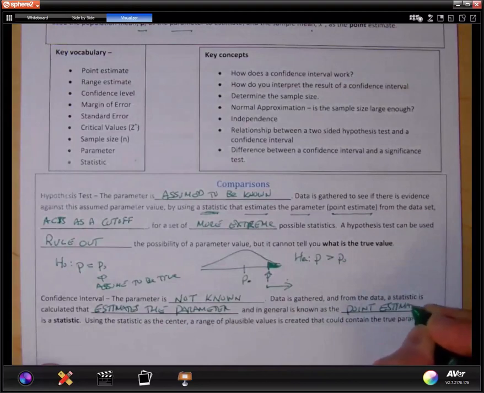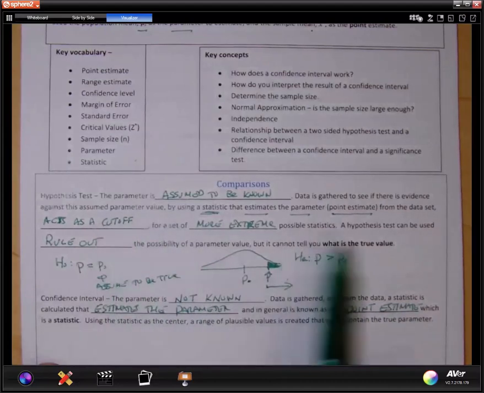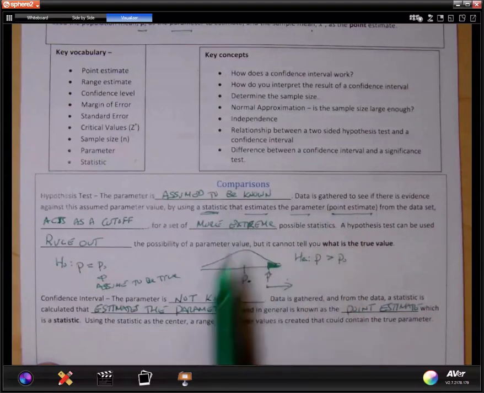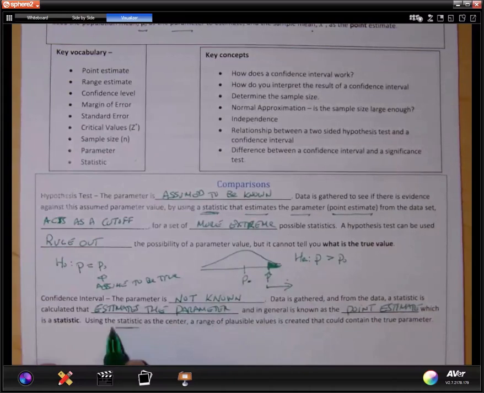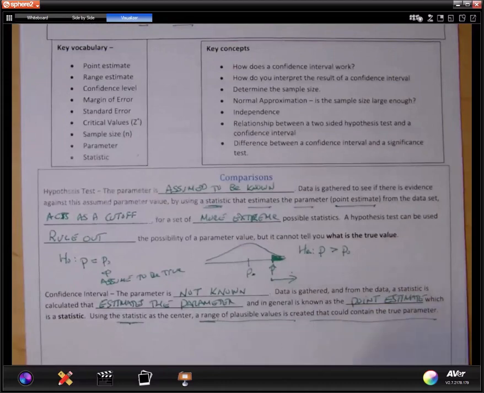Why do we have these different words? Notice I'm emphasizing point estimate in two different places, so this must be important. It is, and I want you to remember that, which is a statistic. So what we knew as a statistic before, now, because we're doing a confidence interval, is known as a point estimate. The hypothesis test is really not known as a point estimate because that's not the purpose of it. The purpose is to gather evidence against the null. Using the statistic as a center, a range of possible values is created that could contain the true parameter.